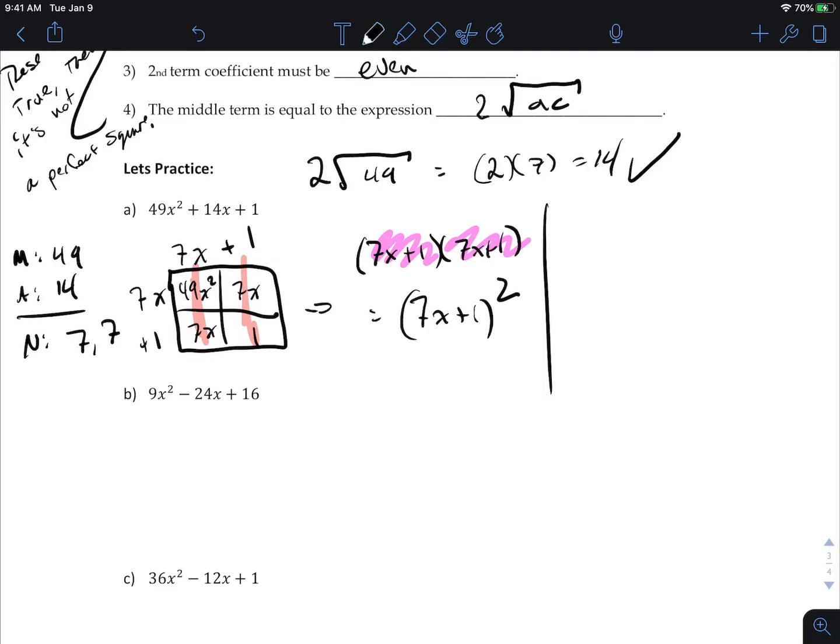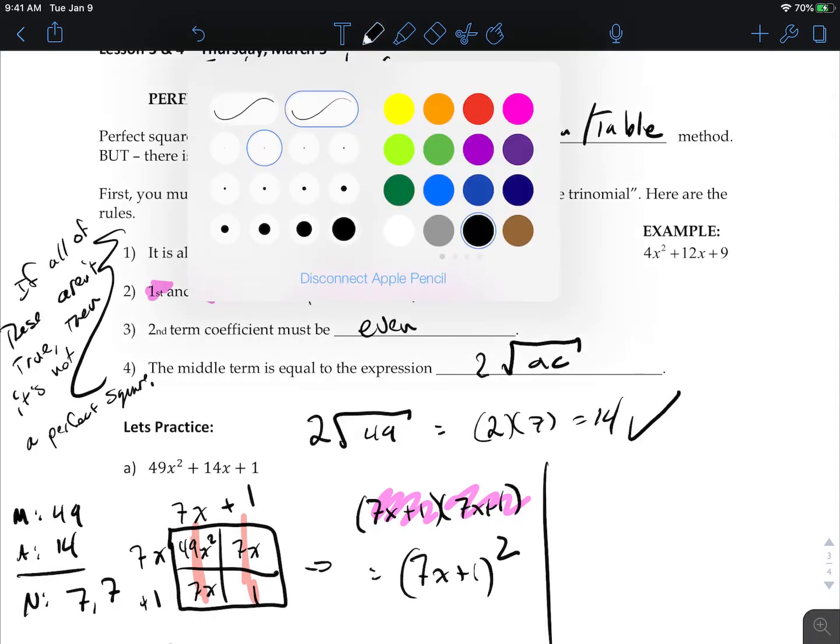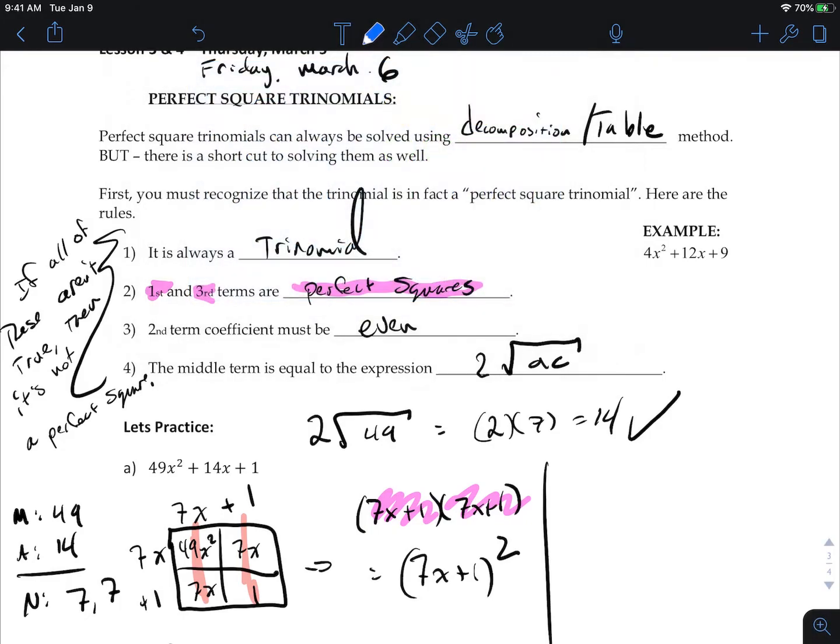I see two things going on here. What did I write up top? It's always a trinomial. First and third terms are perfect squares. What does that mean? It means that if I can square root them, they're perfect squares. So if I can put a square root over top of it and get a nice number out, it's a perfect square.